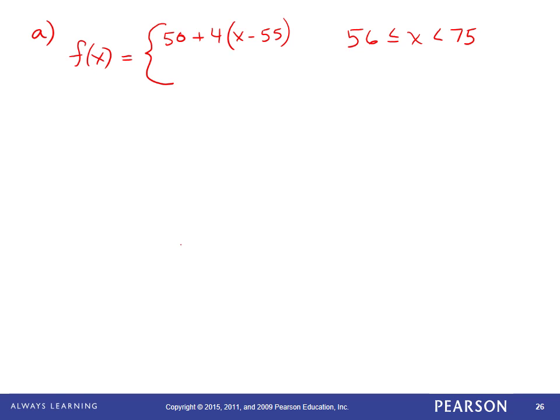I like the wording on this problem though. It says "and less than 75," so that's a little bit better wording. All right, and anything 75 or over is $200 plus $5 for every mile over 75. And again, the domain restriction for this one is x greater than or equal to 75.